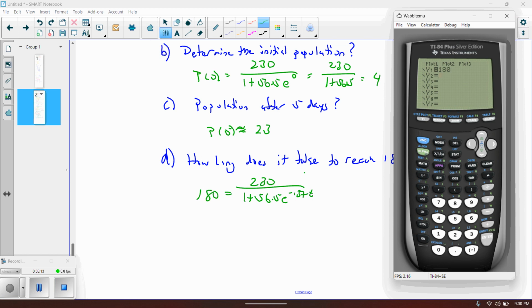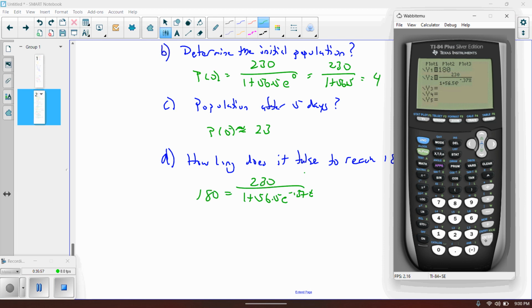So we're going to push alpha, which is the green button, and then y equals. And what that brings up is the n/d as your first choice. So we're going to hit that one. And you can actually type a fraction in to look like a fraction. So the numerator will be 230. Scroll down to the denominator, which will be 1 plus 56.5 e to the negative 0.37. And instead of t, we're just going to use x. The variable does not matter all that much. And enter. And now we've got our two functions.